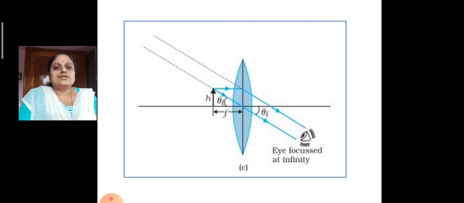This figure shows us how to calculate the angular magnification. Here, theta I is the angle subtended by the image, and if theta O represents the angle subtended by the object, then angular magnification is given by the angle subtended by the image divided by the angle subtended by the object.